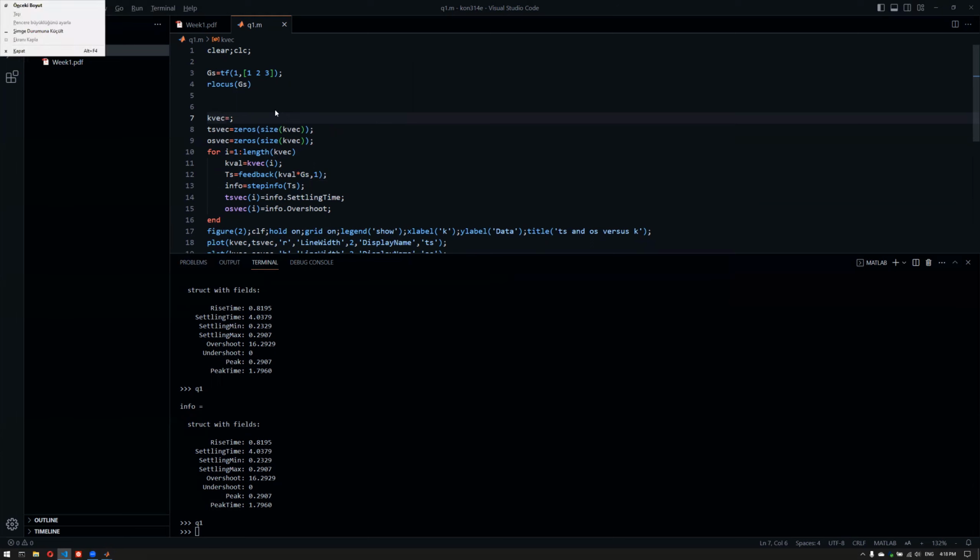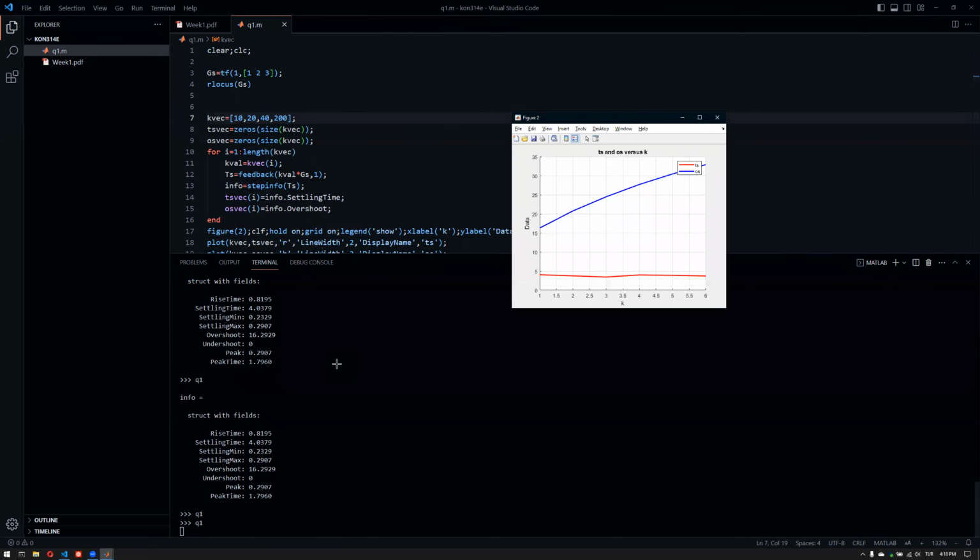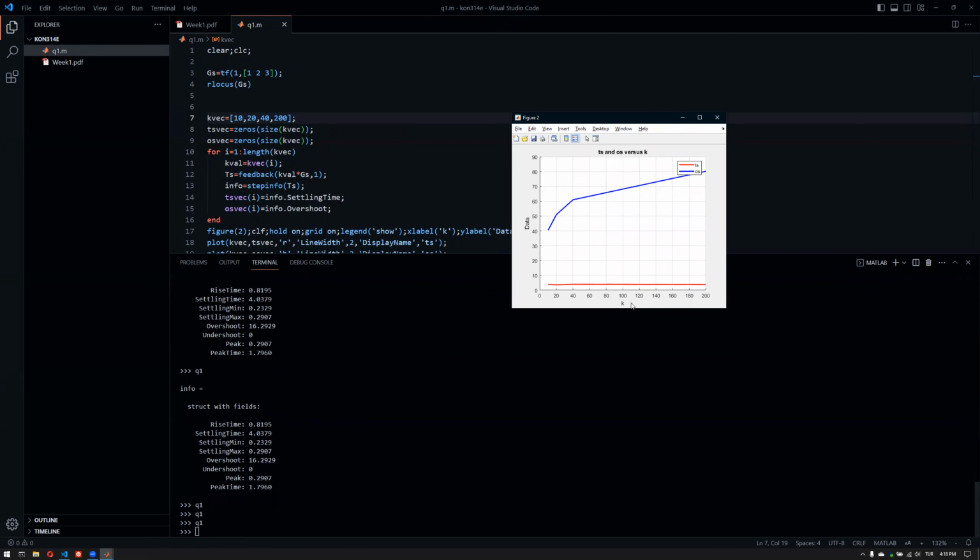Why isn't it working? Now, there we go. I can give 10, 20, 40, I don't know, 200, stuff like that. Run it again. And we can see, hopefully, that the overshoot is just increasing and increasing. Of course, it's not a linear increase in that case, but still, if I increase K, it increases, and we can see that the settling time is kind of constant for the values here.